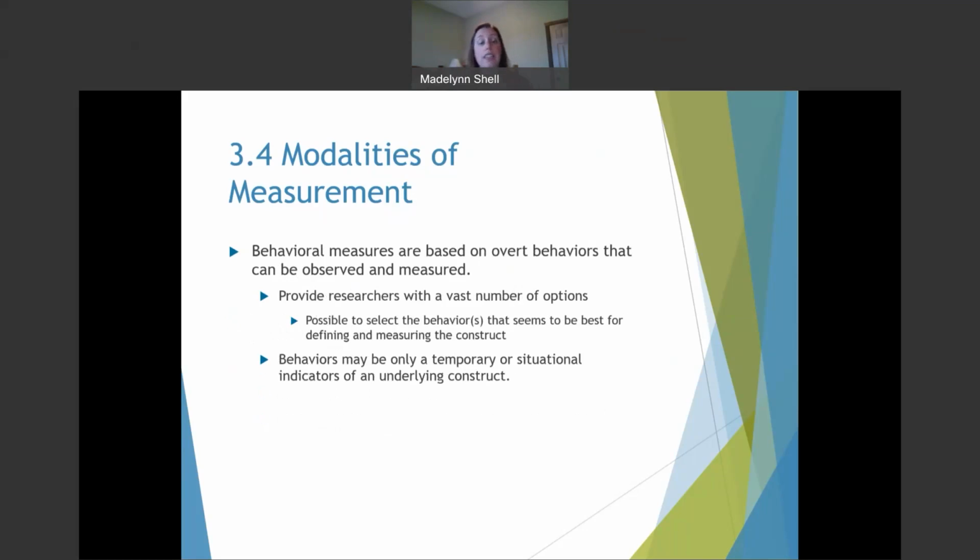Another strategy is observations. Observing overt behavior, actually recording the behaviors associated with the construct. This can provide researchers with a ton of options. We can select the behaviors that are the best for defining and measuring our construct. But there are issues with behaviors being only temporary or situational indicators of the underlying construct. So some issues with validity too, and we'll talk more about observations later on.